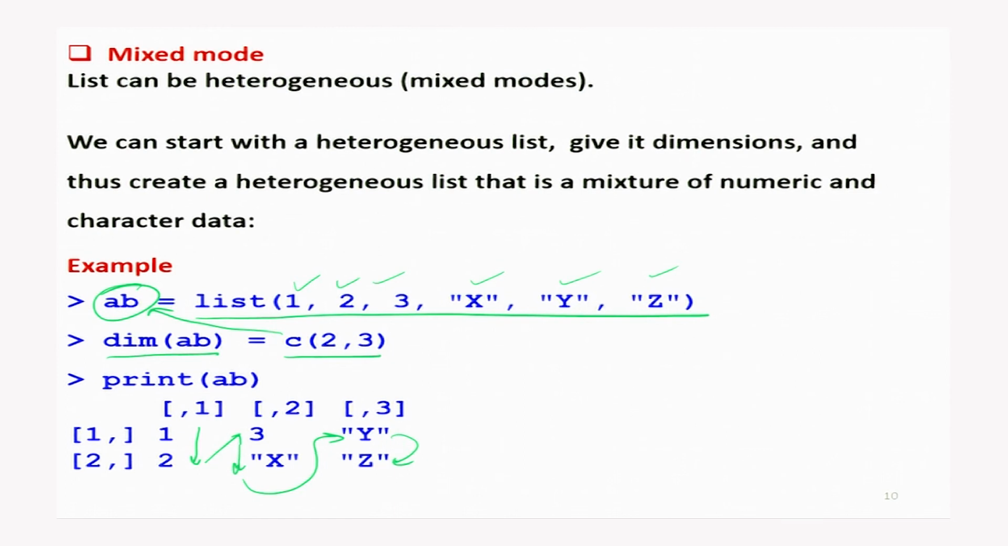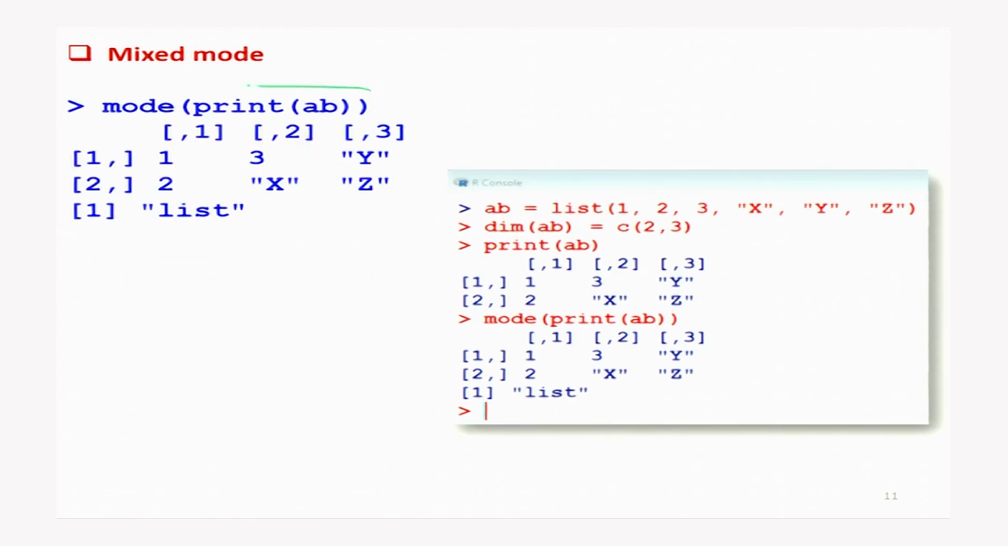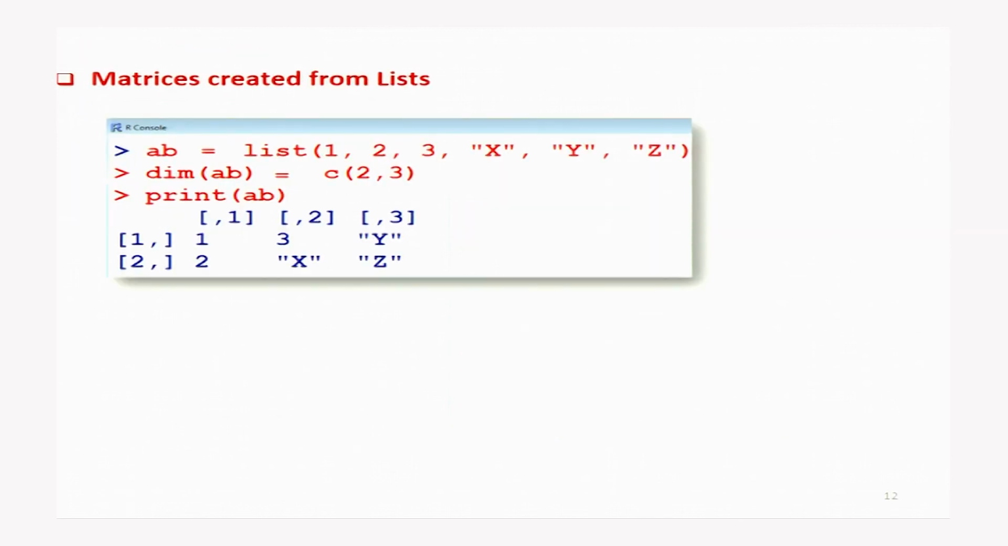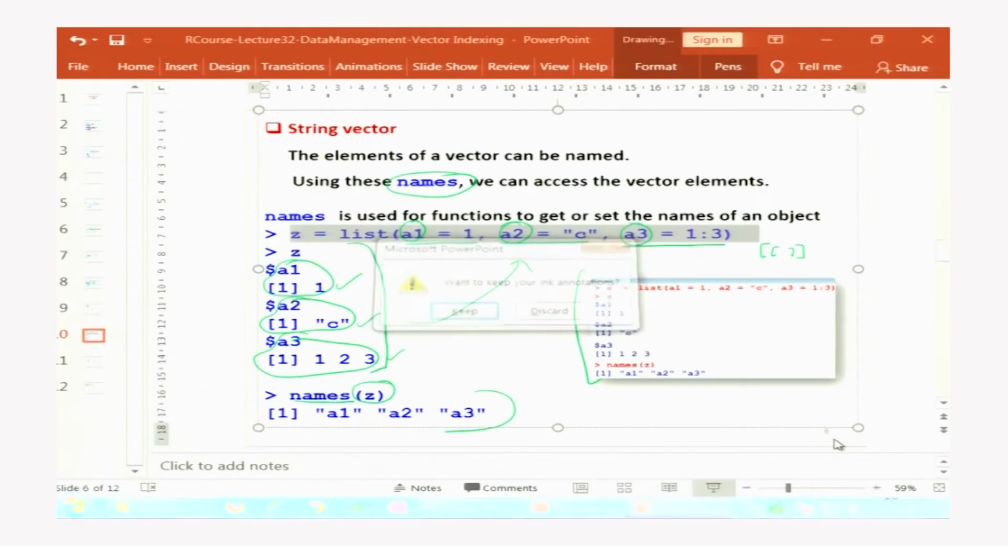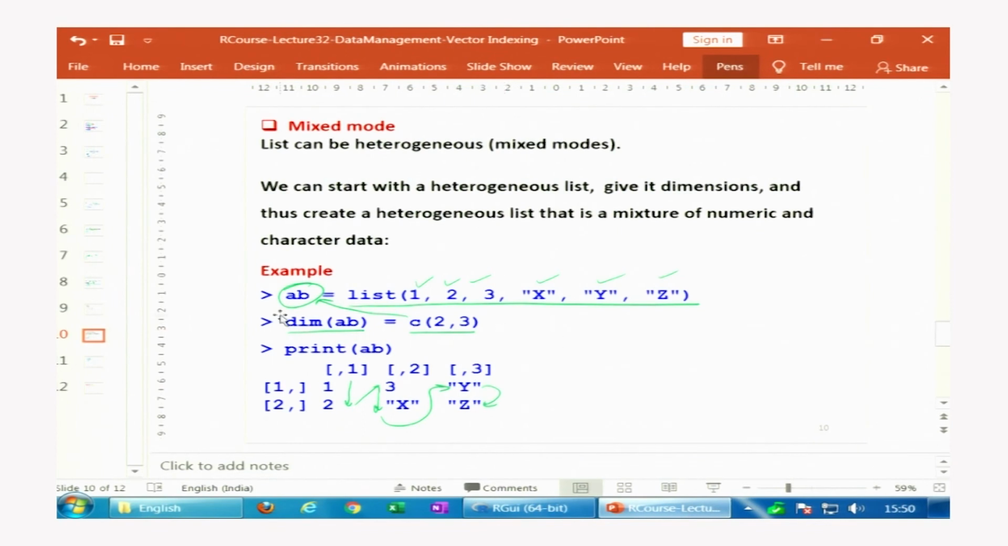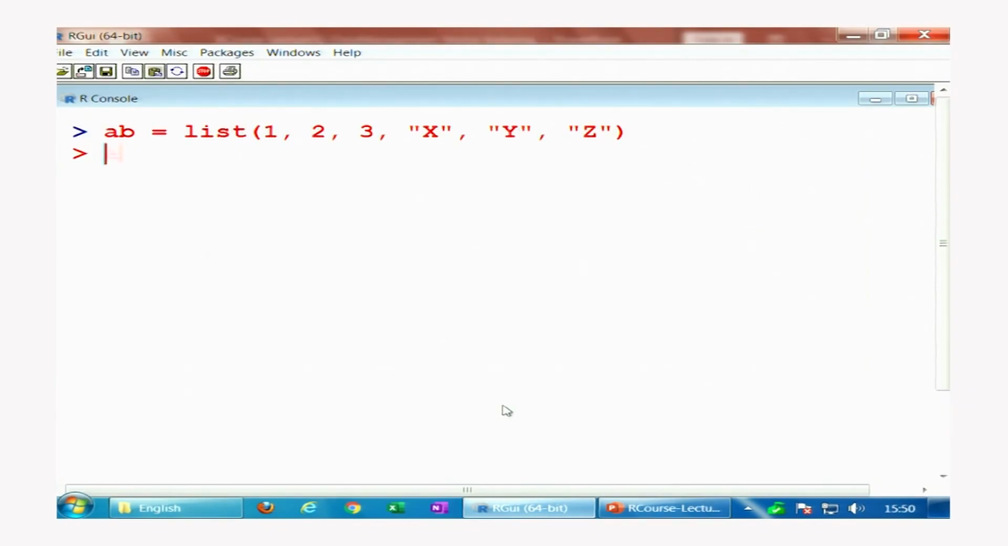But remember one thing, this is not a matrix. What is the mode of this print ab? This is a list, and these are the operations which you will do on a list, right. So, now I try to show you this operation also on the R console, so that you can be confident that these things are working. This is your ab, you can see like this, right. So, now you try to give dimension of ab as c, let us try to give 3, 2, right.